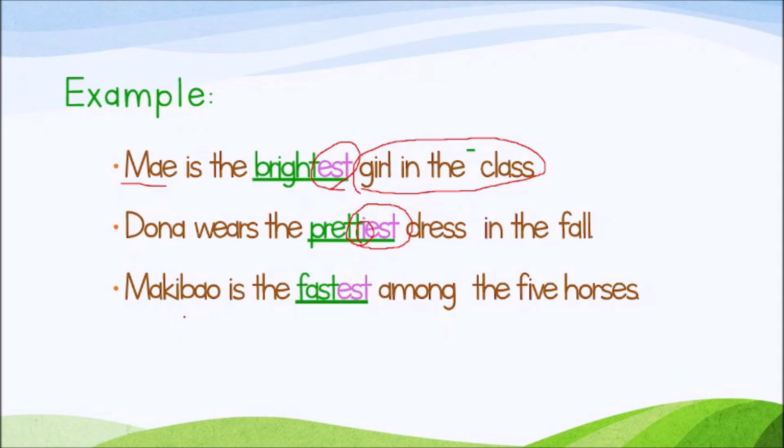Then last, Makibao is the fastest among the 5 horses. So we are already comparing Makibao to the other 5 horses. That is why we have to use the superlative degree.